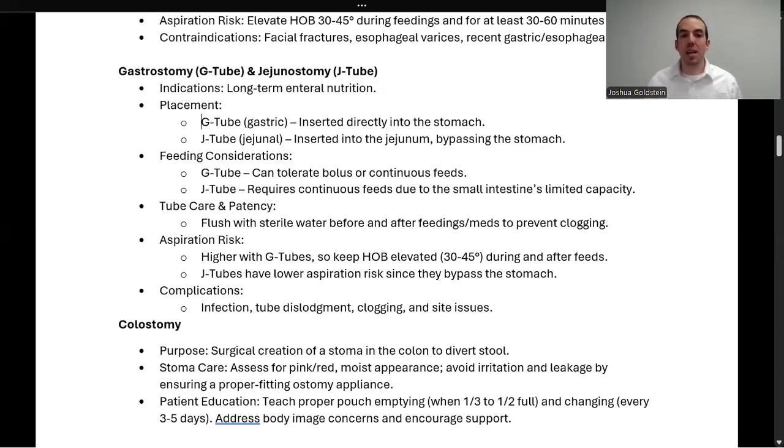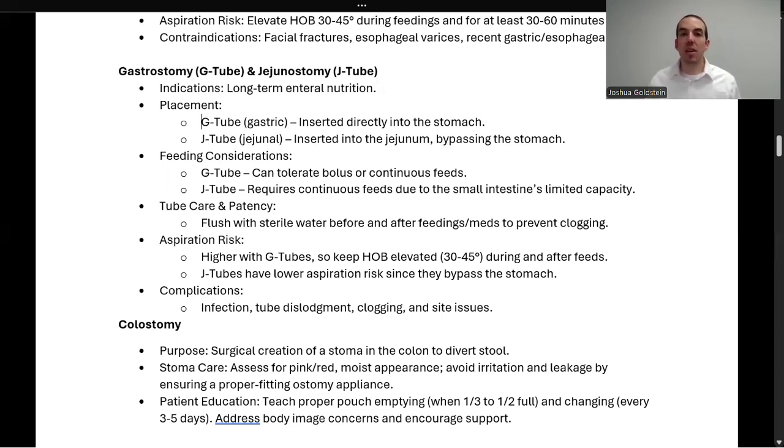Finally, we have a colostomy. Colostomy is a surgical stoma. Again, a stoma means a hole. It's a surgical hole that's made in the colon, and it's meant to divert stool. Instead of the patient having to get the stool out by going through the rectum to the anus, if the patient is able to get the stool out, it goes directly into this bag, into the colostomy.